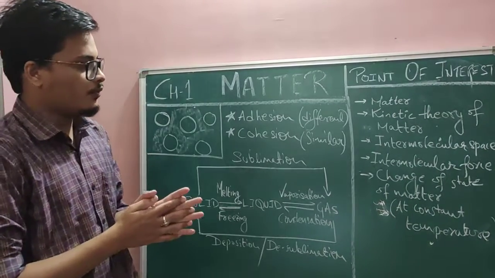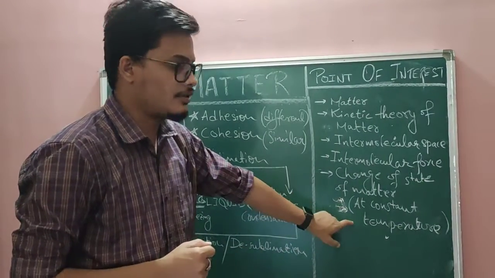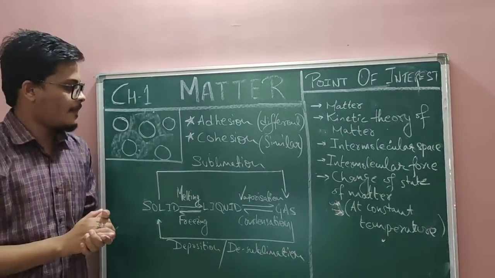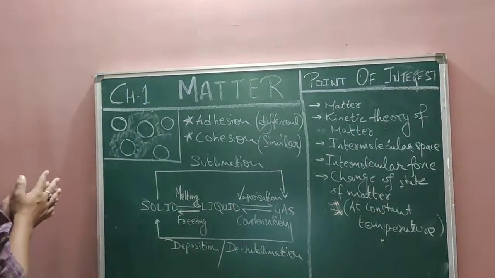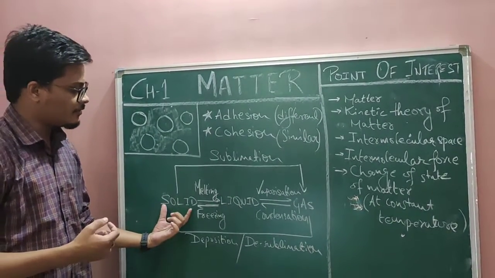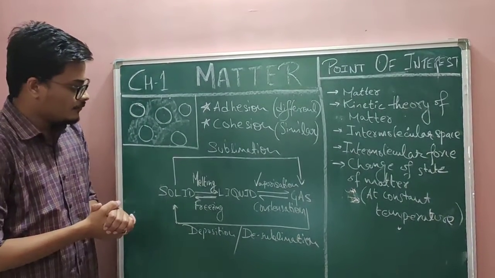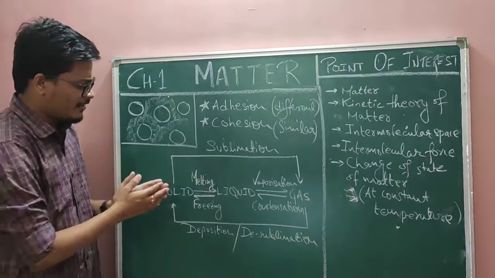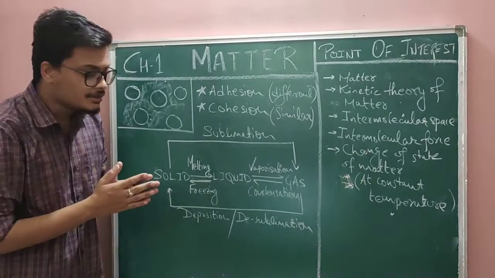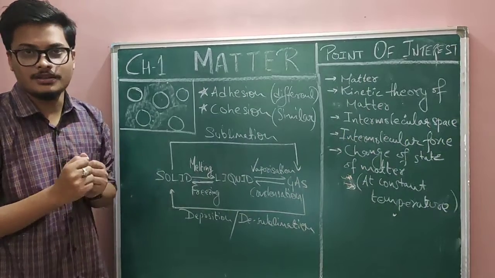Well, next we move on to change of state of matter at constant temperature. Remember, at constant temperature, the temperature should not vary. Okay? Check this diagram. Follow this. Look, you already know there are three states of matter: solid, liquid, and gas. Well, when any state of matter undergoes changes, what happens? Either it will liberate heat, or else it will absorb heat.